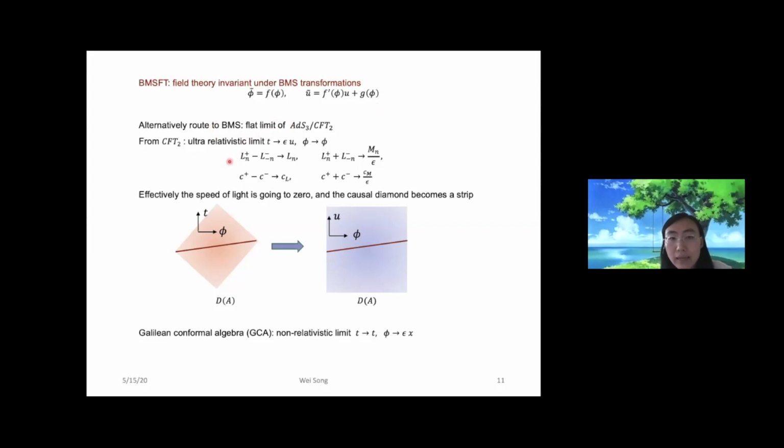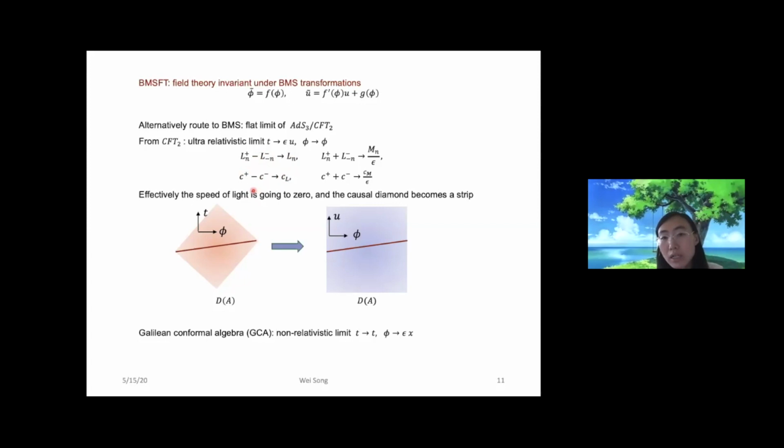and keeping phi fixed. Consider a CFT on a cylinder, you rescale T. Then basically the new Virasoro generator is given by the difference of the two Virasoro generators, but with opposite modes, like annihilation from one side and the creation from the other side. And that's why this Virasoro central charge is actually the difference between the left moving and the right moving central charge.